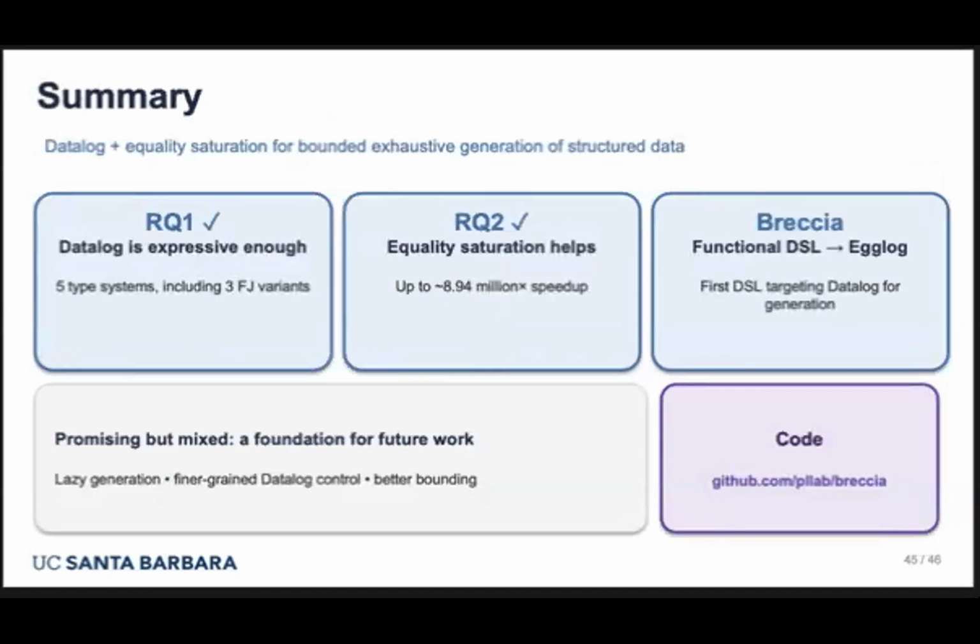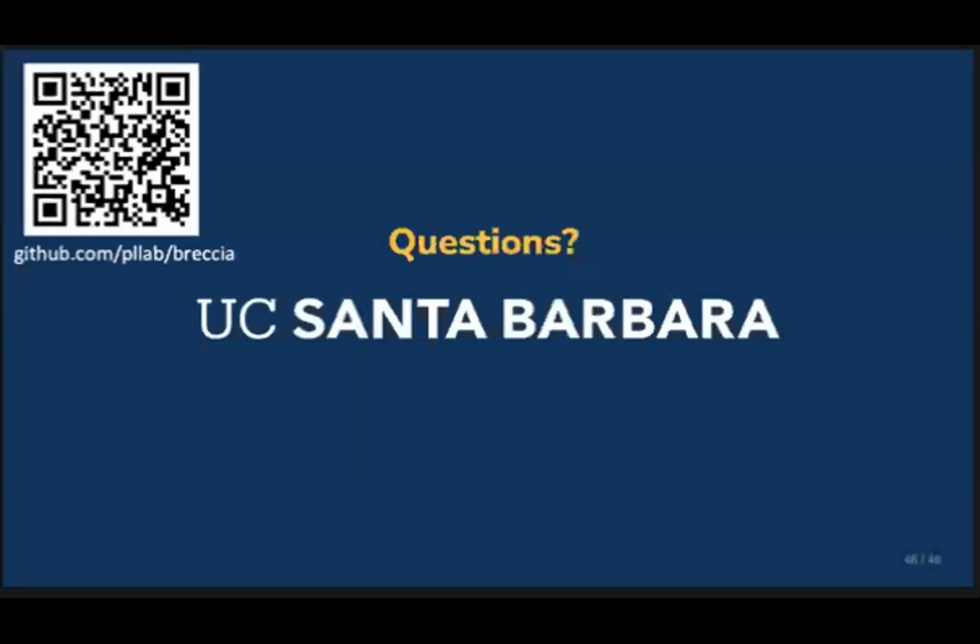So this is pretty much the end of the presentation. We saw that Datalog is expressive enough, and using equality saturation helps to generate well-typed programs for compiler fuzzing. And Breccia is what makes that a feasible option. So our results were mixed, but they were promising for future work. And you can check out our code here on GitHub if you would like to.